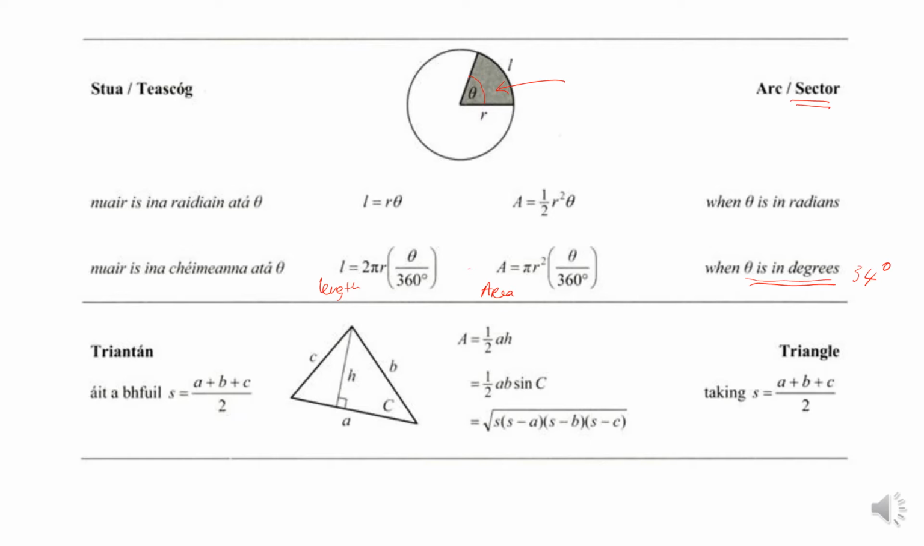So why is this the formula? Well, your sector is a fraction of a full circle. So what fraction of a full circle? We will have 34 out of 360. So let's do that on the next slide.